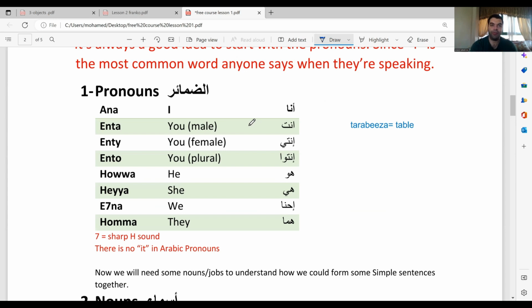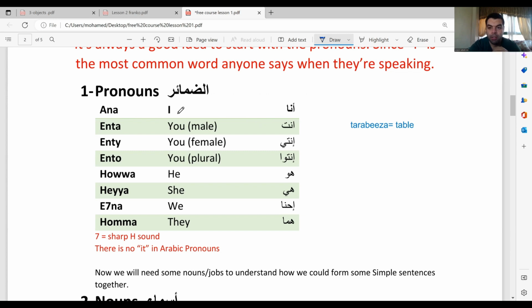By the way, you can think of dialects as a watered down version of the standard, especially when it comes to grammar. Okay, so it's less detailed, less complicated. So hopefully we can learn together. Now I'm going to say the pronouns and make sure you repeat with me so you can get the sounds as well. Okay, so how do I say I?